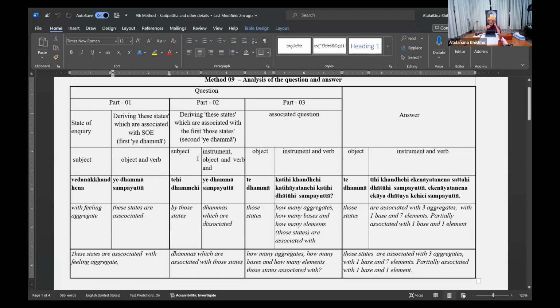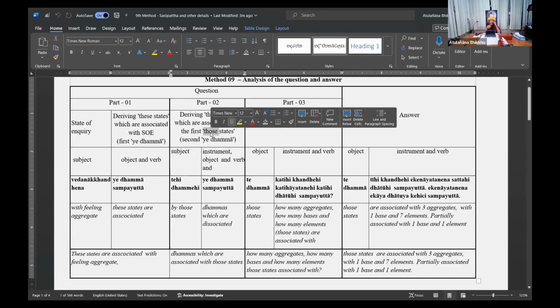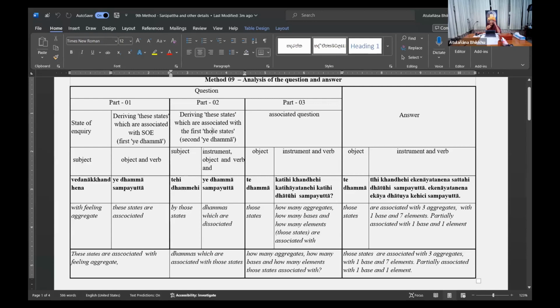And the second part of the question says, Tehi Dhammehi Ye Dhamma Sampayutta. So whatever answer you got for the first Ye Dhamma Sampayutta becomes the subject for the second phrase of the question. So by those states, the Dhammas which are associated, this becomes the subject, and from those states we derive the Ye Dhamma Sampayutta here, right? That is the answer for the second Ye Dhamma, deriving the states which are associated with the first set of states.